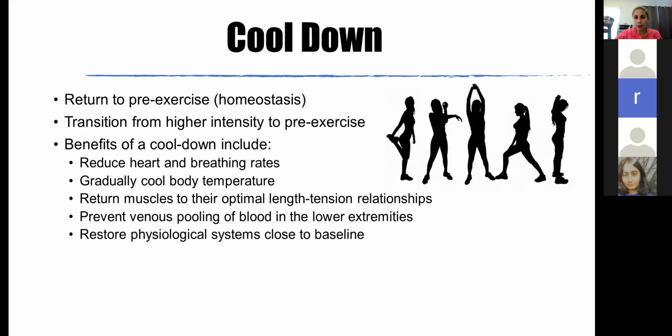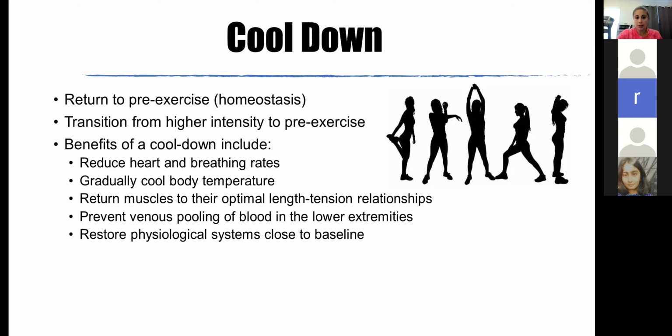So we're going to quickly summarize the cool down. And again, this is where you would incorporate your static stretching. But what is the purpose of a cool down? Why do we need to cool down after we are done our sport or exercise? The idea is to return back to our pre-exercise levels, our homeostasis, back to resting levels, and transition from that higher intensity to pre-exercise levels.